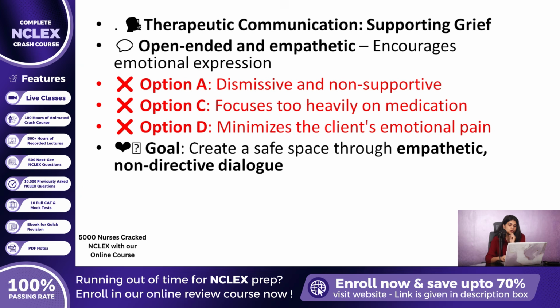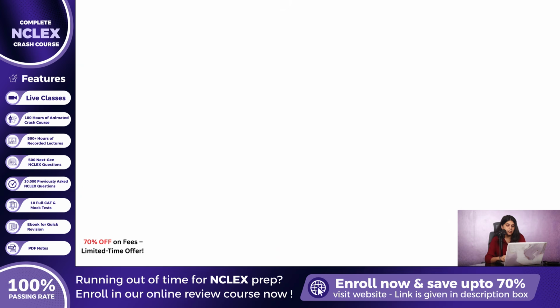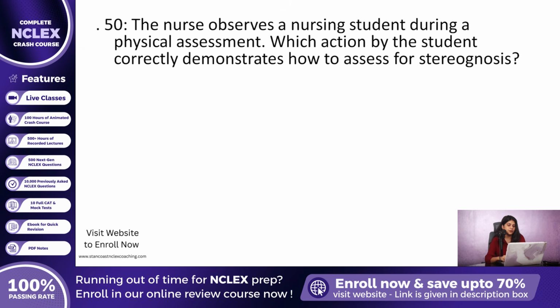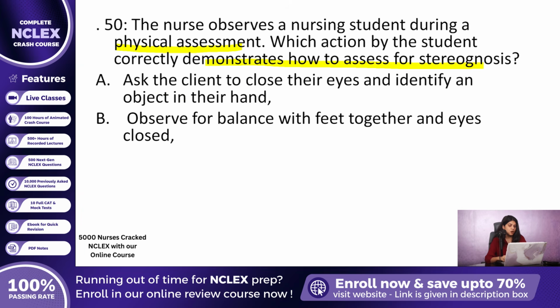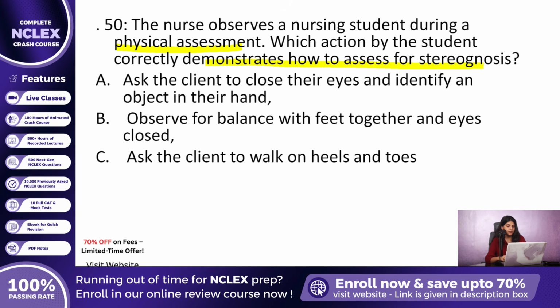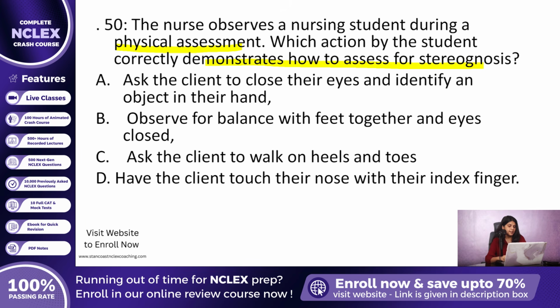Next, we move into neurological assessment with question 50. The nurse observes a nursing student during a physical assessment. Which action by the student correctly demonstrates how to assess for stereognosis? The options are A. Ask the client to close their eyes and identify an object in their hand. B. Observe for balance with feet together and eyes closed. C. Ask the client to walk on heels and toes. Or D. Have the client touch their nose with their index finger.